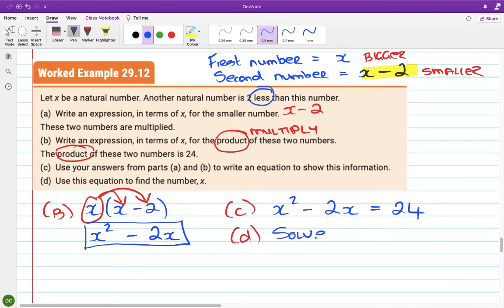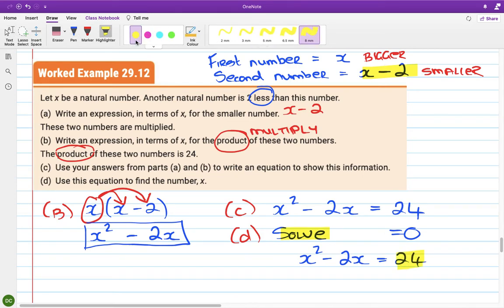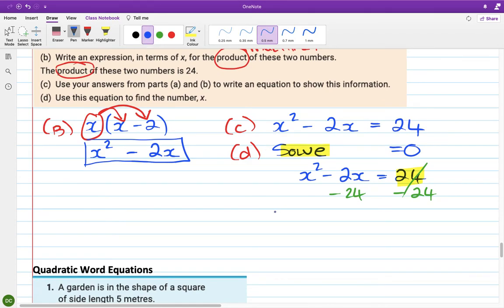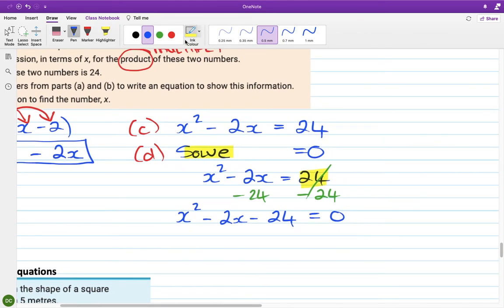Okay, use the equation means solve. So solve x squared minus 2x equals 24. Again, you can't solve unless you have an equals 0, which we don't. So you're going to have to get rid of that with a minus 24 and then a minus 24 on the other side for balance. So we get x squared minus 2x minus 24 equals 0. Okay, so we go guide.